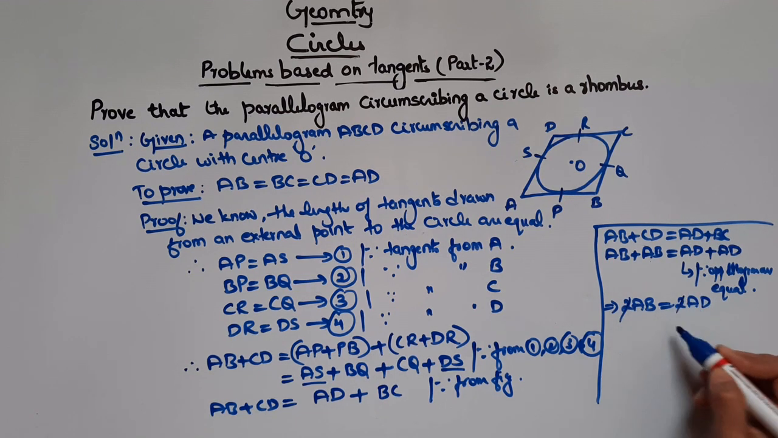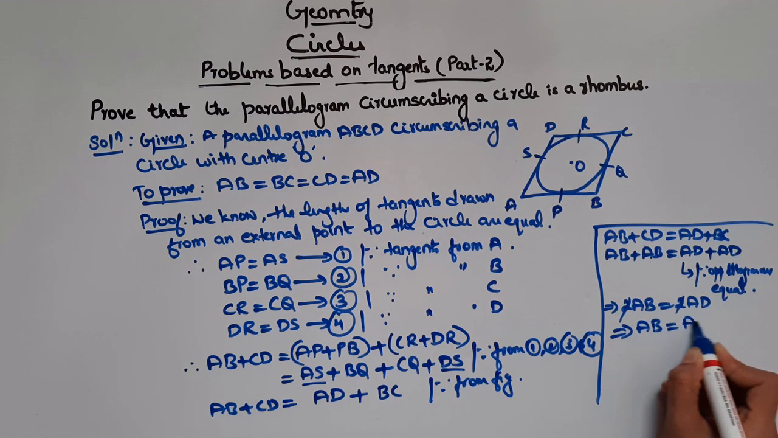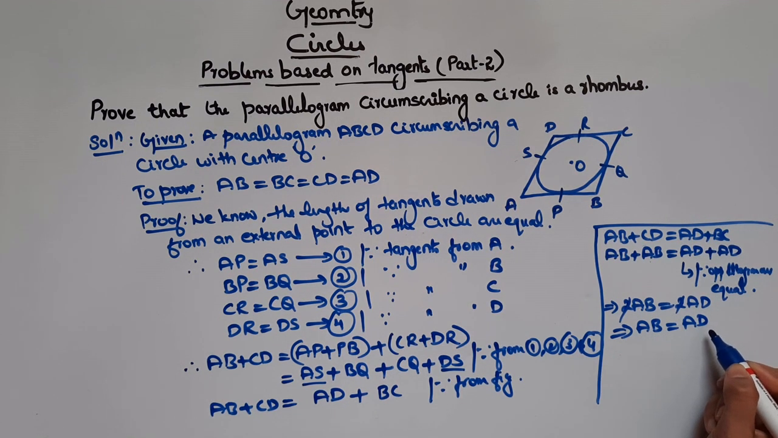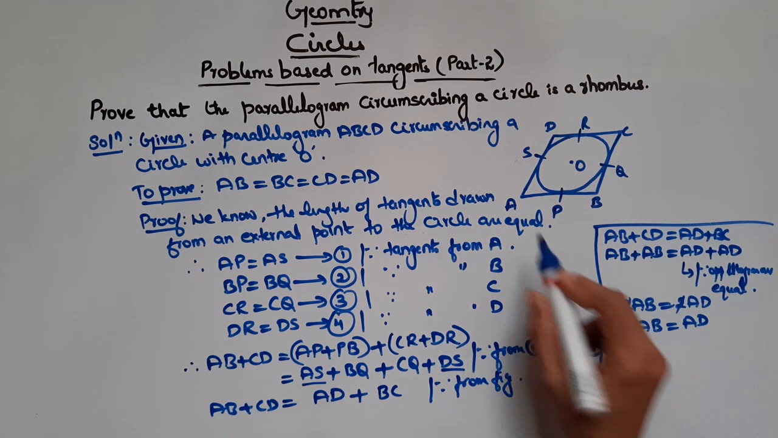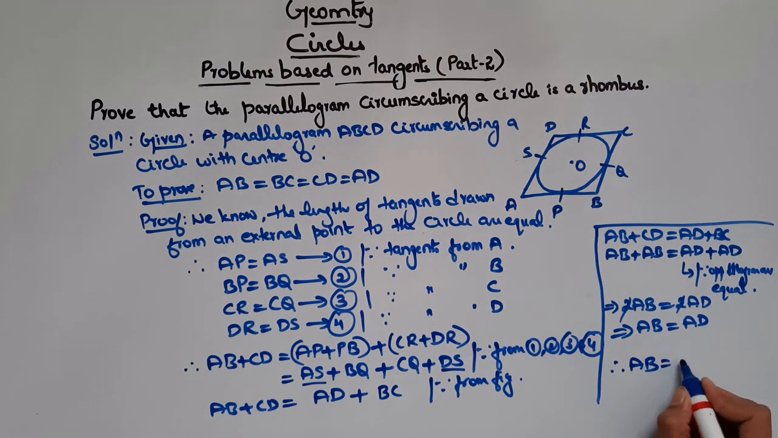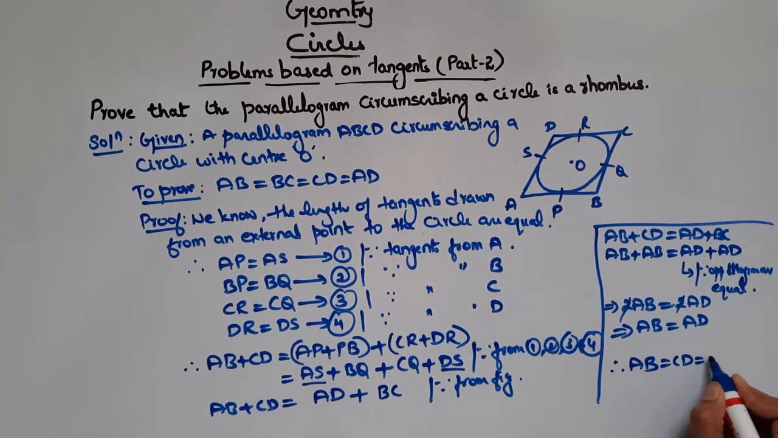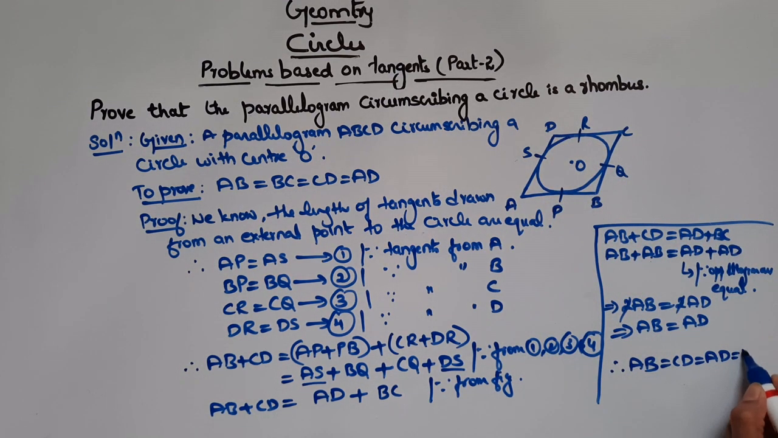Here 2 and 2 is gone. We are left with AB is equal to AD. So we have proved AB is equal to AD. So therefore we can say, we know AB is equal to CD, they are the opposite sides, which is equal to AD. We said AB is equal to AD. And we also know AD is equal to BC.